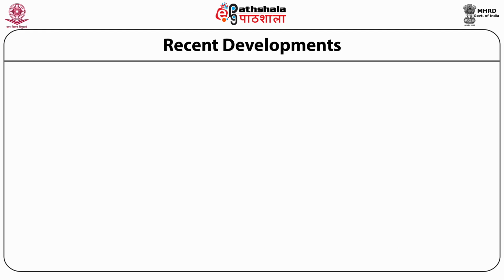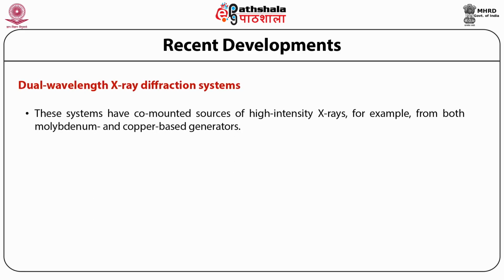The recent developments. As a technique, X-ray diffraction continues to evolve because its parts are regularly improved by scientists who try to achieve better results or to accomplish something never before attempted. One example of such improvement is the relatively new dual wavelength X-ray diffraction system. These systems have co-mounted sources of high intensity X-rays, for example, for both molybdenum and copper based generators.